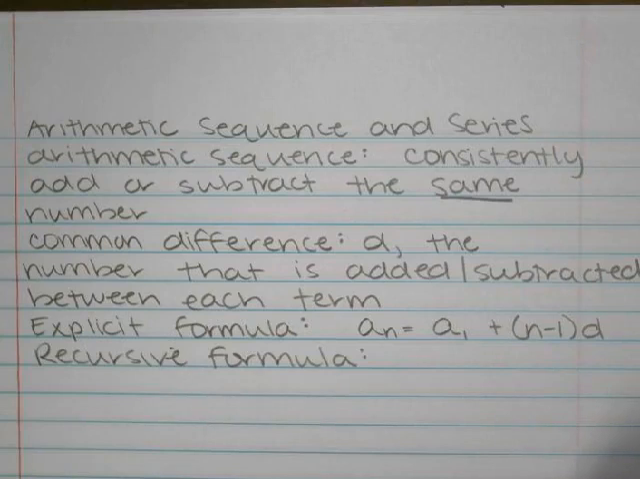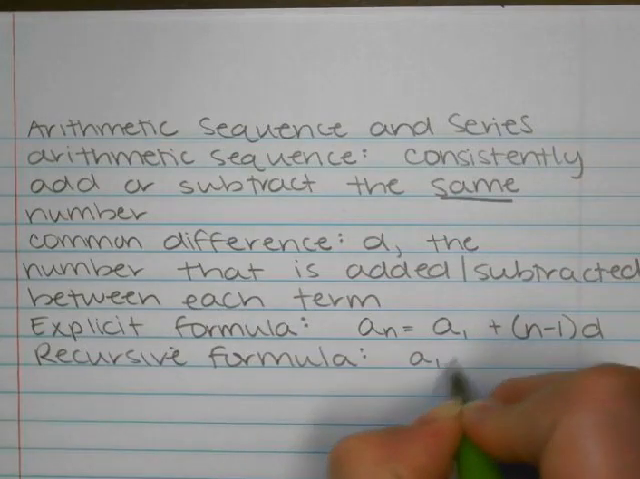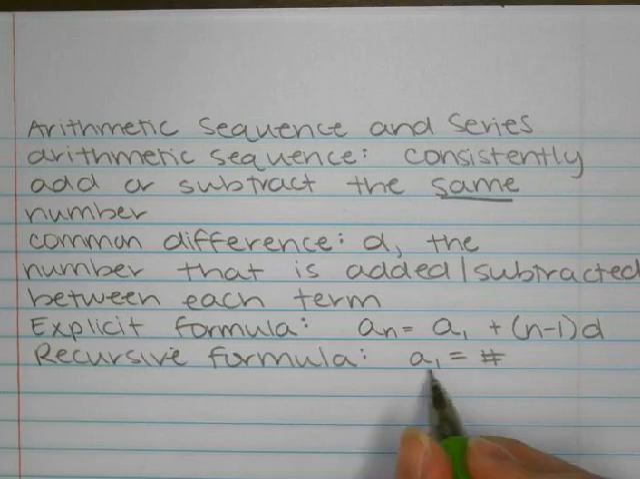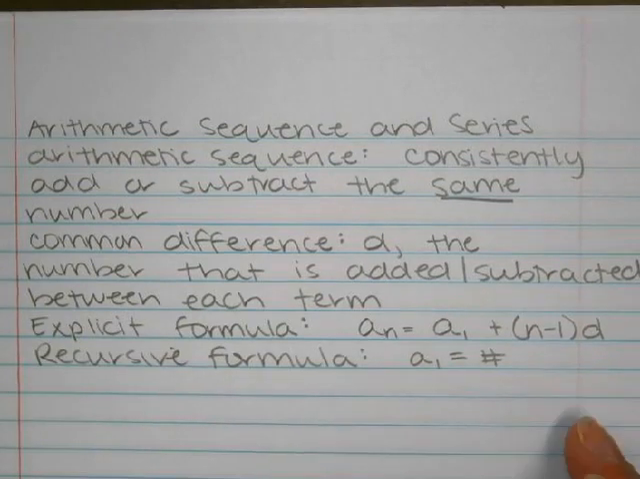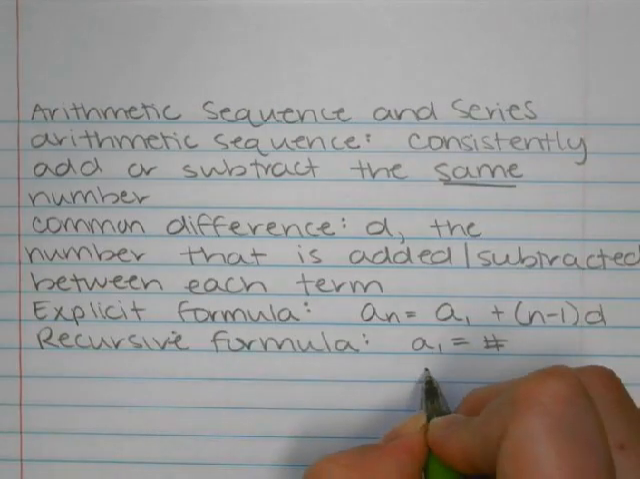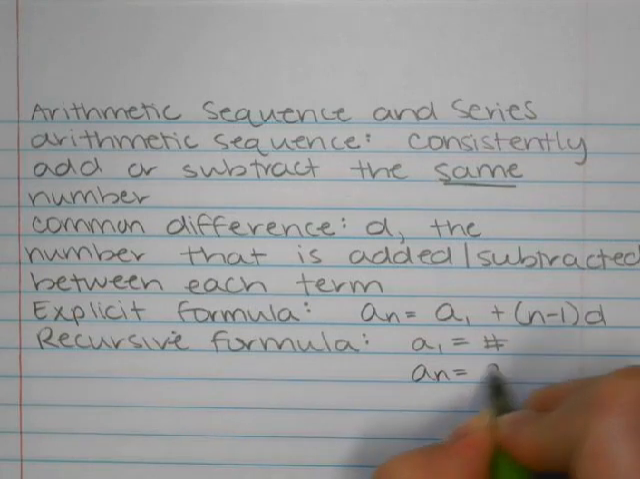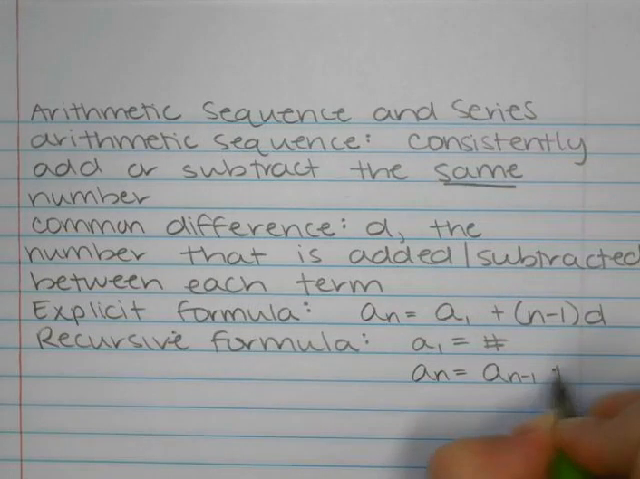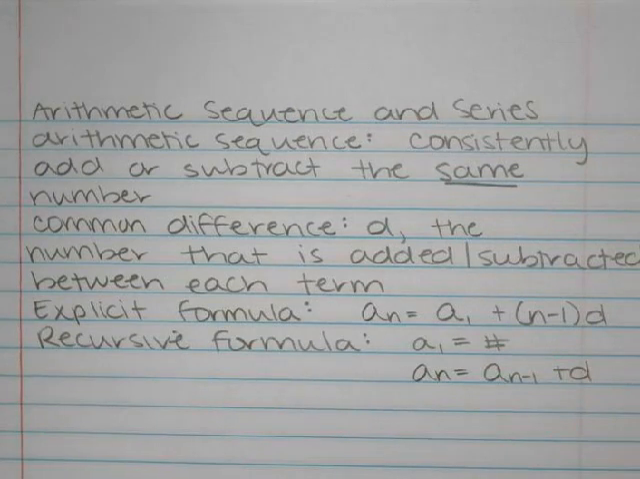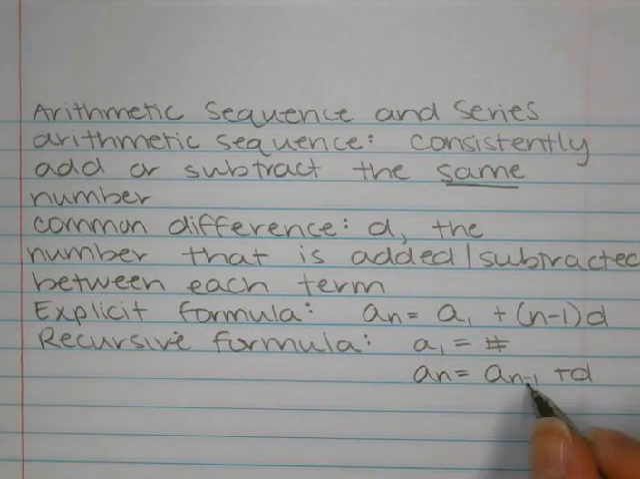The recursive formula is, first you have to know what the first term is, or the second term, or the third term, or whatever, but typically we're going to say the first term. And then we say a sub n equals the term before it plus the common difference. So if you're adding 5 each time, then find the term before it and add 5.